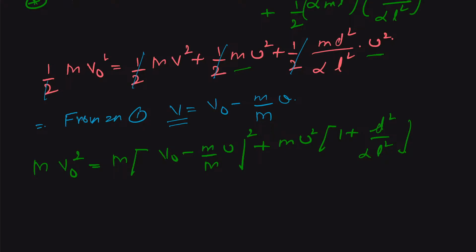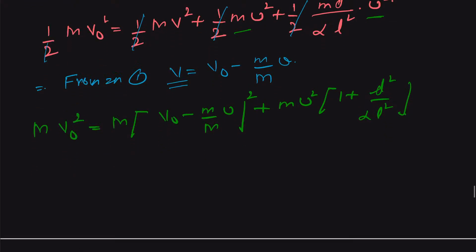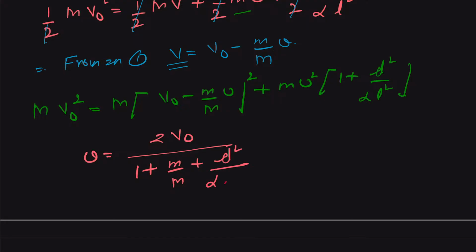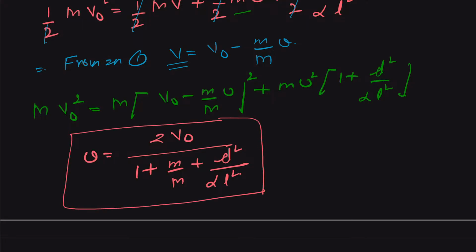Now it's only a calculation part. So I'm going to directly write the value of v, because it is going to take lots of space to calculate everything. Basically we are going to get that v, the center of mass velocity, will be equal to twice v naught divided by (1 plus m upon capital M plus d square upon alpha L square). So this is our velocity of the center of mass after collision.